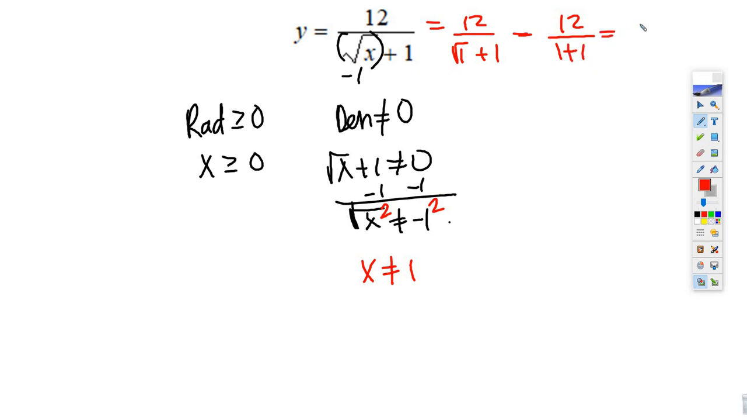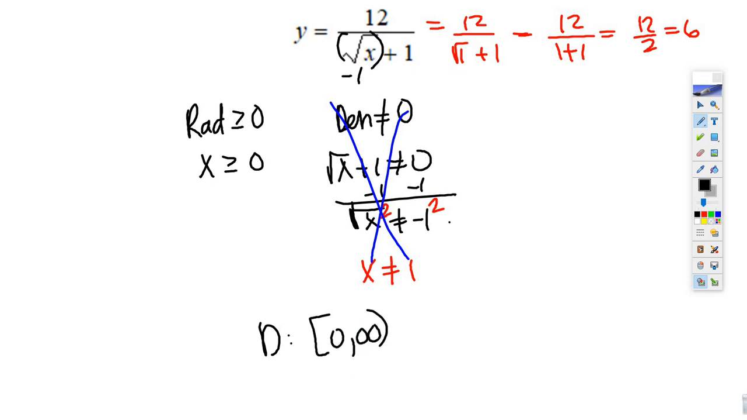1 plus 1 is 2. 12 over 2 is 6. It is absolutely not undefined at x equals 1. So there's no way that this is a restriction in my domain. There's no way that the denominator could ever be 0. So I don't even have to consider it. So the only thing that I have to consider is what pertains to the radical. And that's that the quantity has to be greater than or equal to 0. So my domain is 0 to positive infinity.